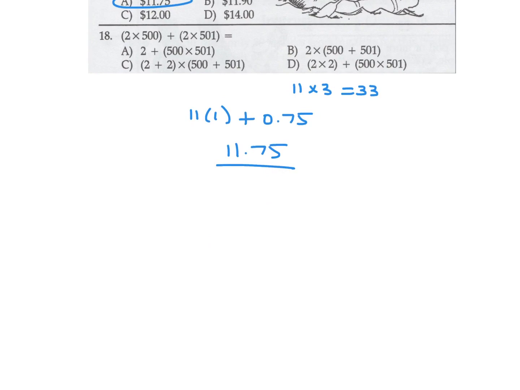2 times 500 plus 2 times 501. Okay, well, 2 times 500 is 1,000. 2 times 501 is 1,002. And then therefore, the total would be 2,002. Oh, okay, I got it. Then we've got to figure out which one of the answer choices is equal to 2002. They don't have the 2002 listed directly. Okay, well, that one is B, because 500 plus 501 is 1001, and then 1001 times 2 is 2002. So that's how that is 2002.